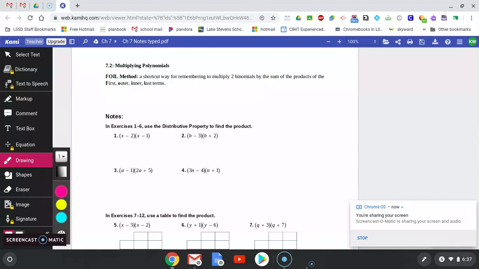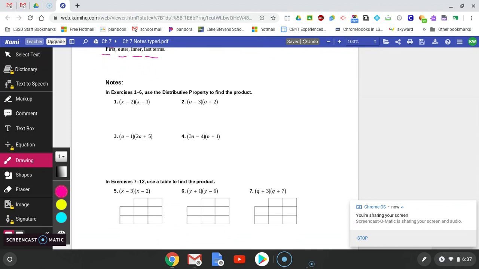So FOIL is a way to remember that we are going to multiply our first terms, our outer terms, our inner terms, and then our last terms. So FOIL is the first letter of each of those. All right, so it says use the distributive property. Distributive property is another word for FOIL. That's the shortcut way to remember it. And all it's saying is that the number in your first parenthesis has to be multiplied by both of them. And actually, this one has to be multiplied by both of them.